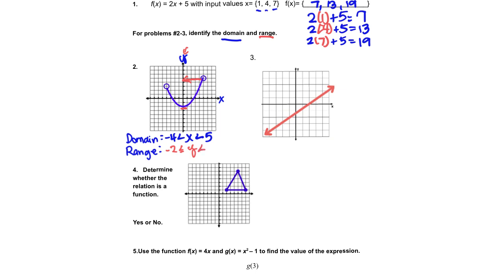And now we're going to look to see how high up it goes. 1, 2, 3, 4, 5. So this open circle is at 5, and so the range is 5. Next, we're going to look at this line. Notice that we're going to look at the domain first. So notice this line is going on forever and ever in both directions. So if I extended it this way and this way along the x-axis, it's going to go on forever and ever. So that means it's going to be all real numbers.